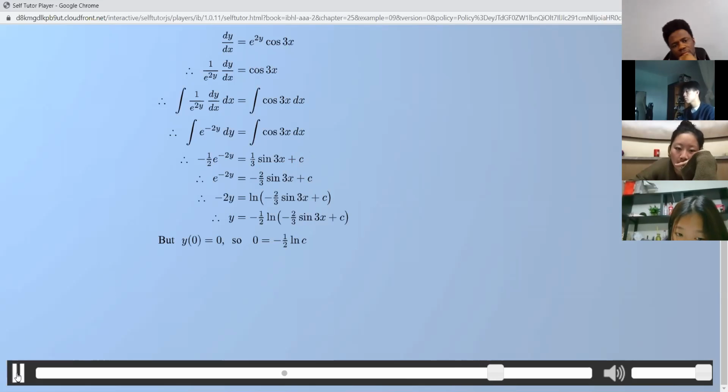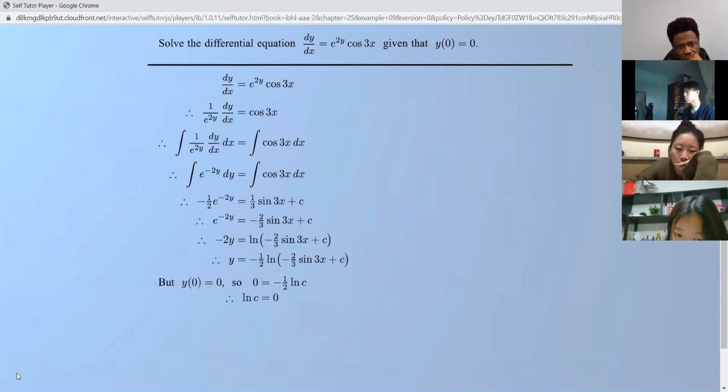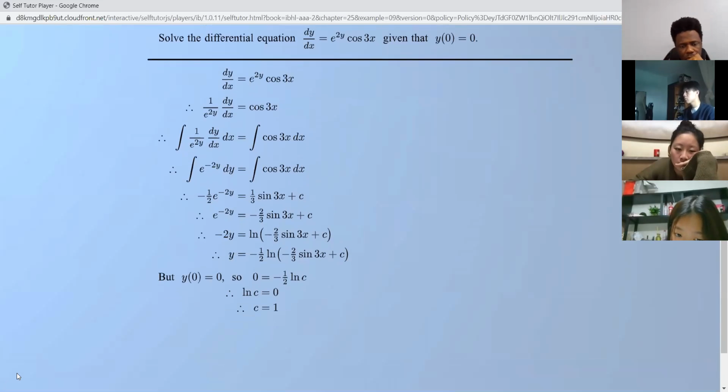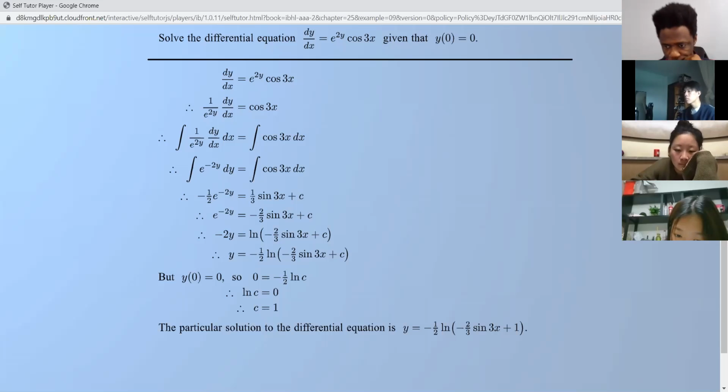We substitute the initial condition and hence evaluate the constant of integration. We can now write down the particular solution to the differential equation with the given initial condition. Does this make sense?